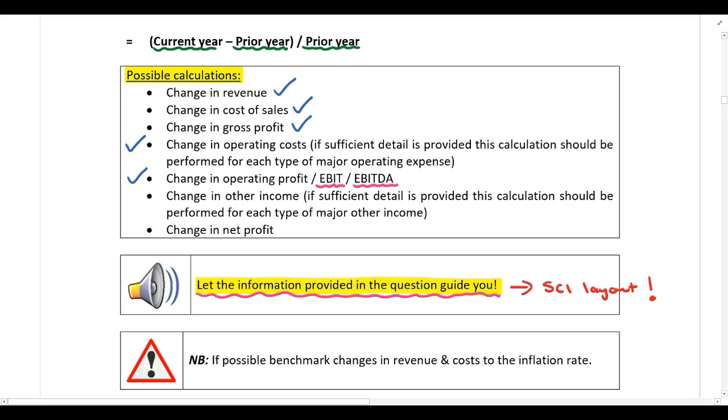Then you'll know which calculations to perform. We can also calculate the change in other income because that was given to us, and we can also calculate the change in net profit. So all of those calculations can be performed.